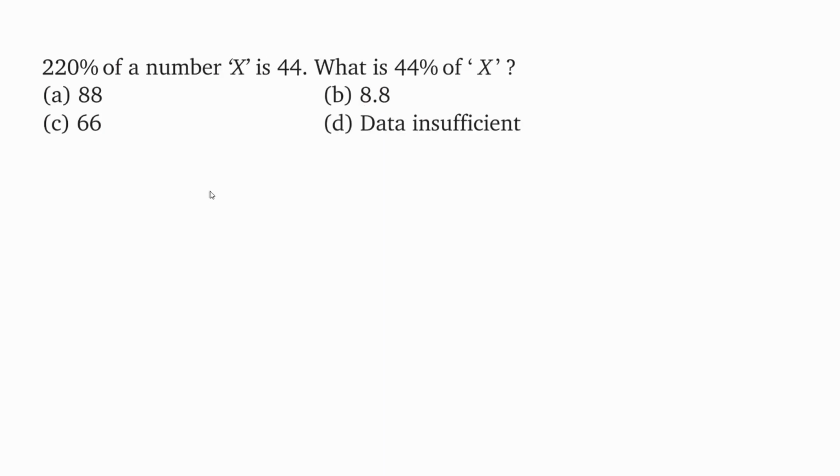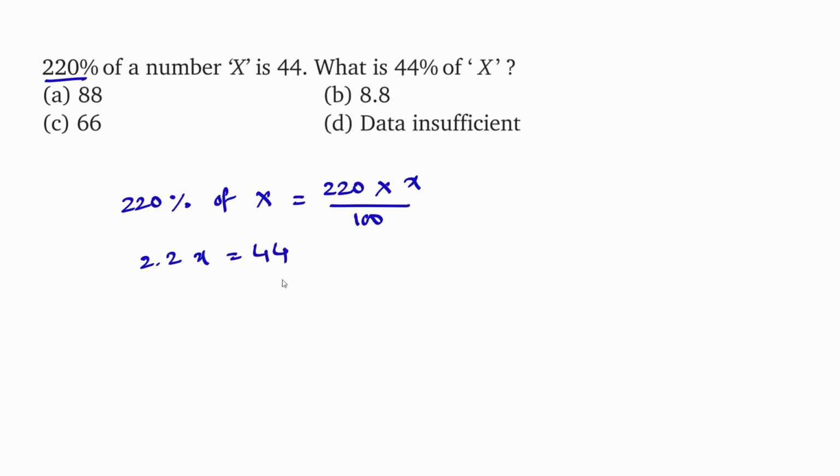220% of a number x is 44. What is 44% of x? Okay, so anytime there's a percentage of a number, let's say 220% of x, it's basically saying 220 times x by 100. So it's another way of saying that 2.2x equals 44. So x is basically 44 by 2.2, which is 20.